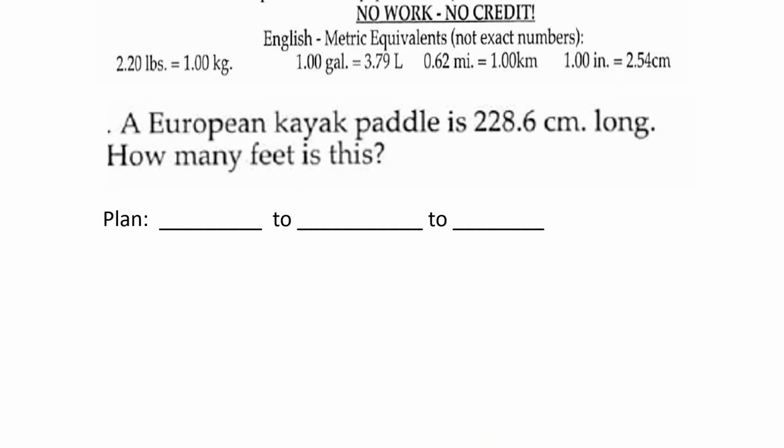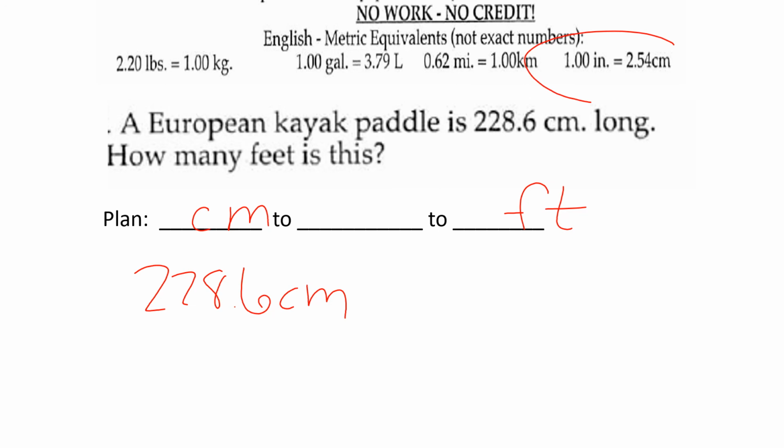All right, let's do this one. A European kayak paddle is 228.6 centimeters long. How many feet is this? So we're going to go from centimeters to feet. We need to figure out a common unit between those two. And up here, I see that there is a link between centimeters and inches. And you know that there are 12 inches in a foot. So we're going to go from centimeters to inch and then inch to feet.